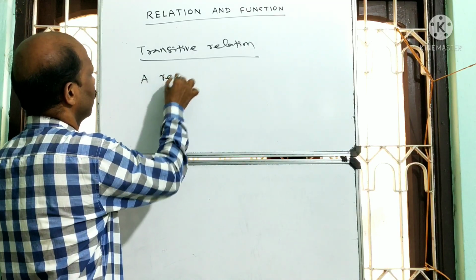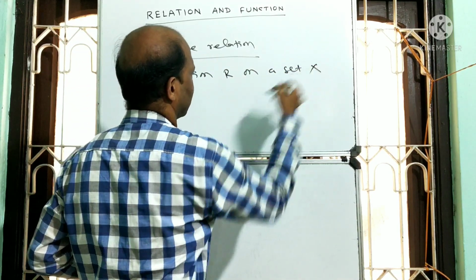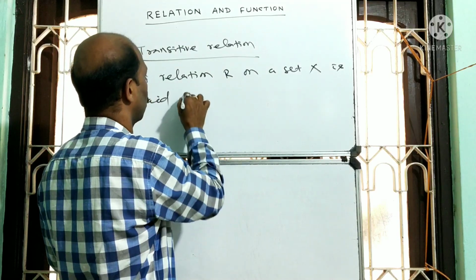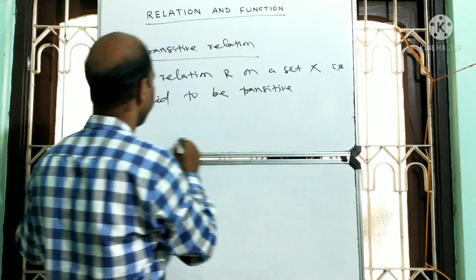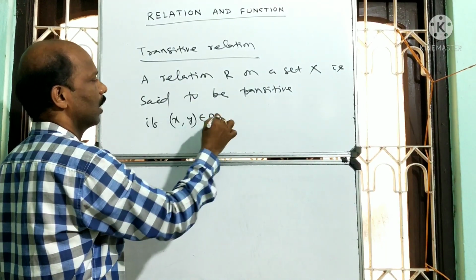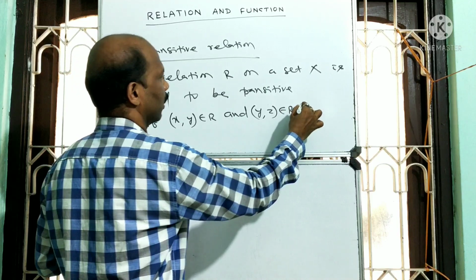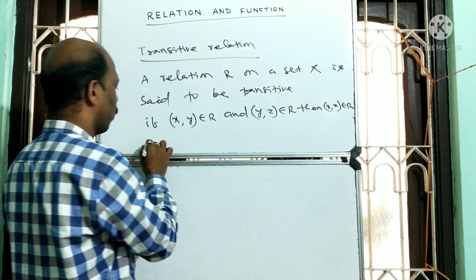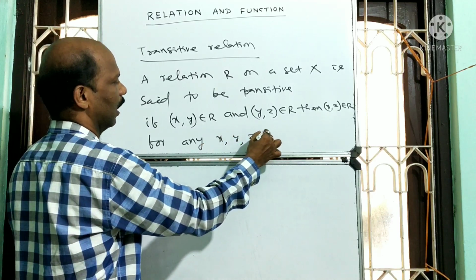A relation R on a set X is said to be transitive if x related to y, that means the ordered pair (x,y) belongs to R, and y related to z belongs to R, then the ordered pair (x,z) belongs to R, for any, not for all, for any x, y, z.